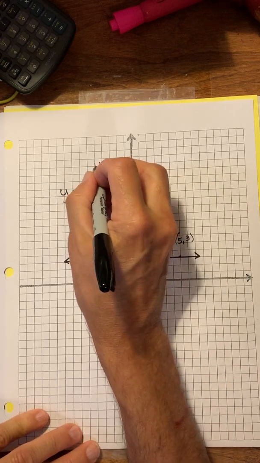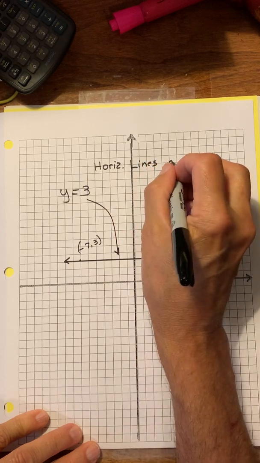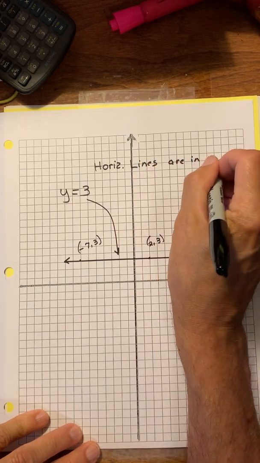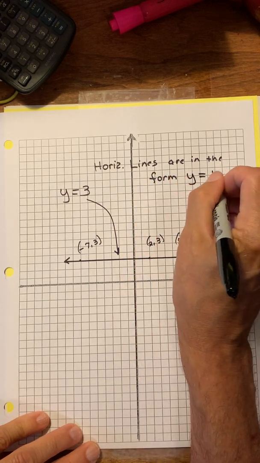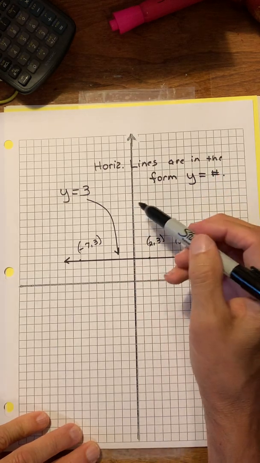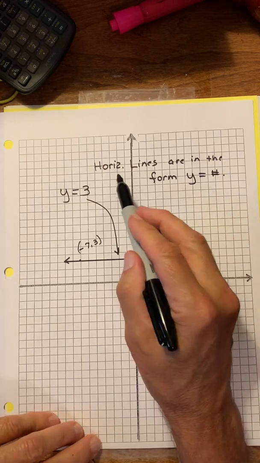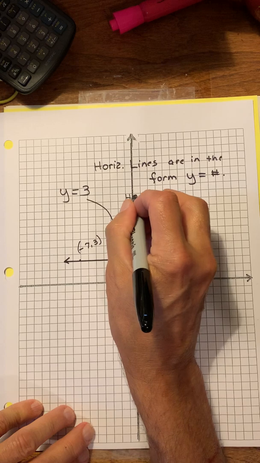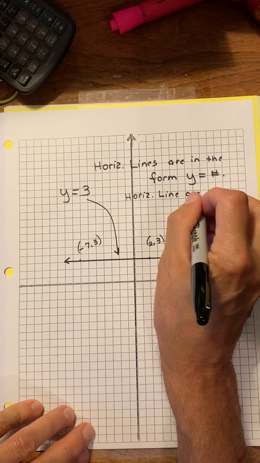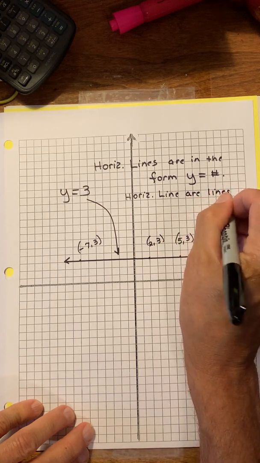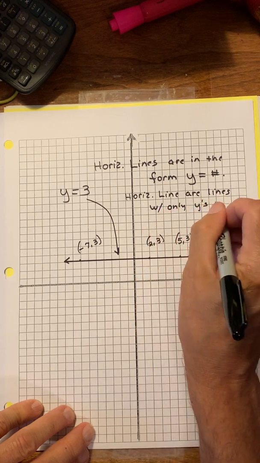So horizontal lines are in the form y equals some number. y equals 27, y equals 14 over 2, y equals 88. Another way to think of horizontal lines is that horizontal lines are lines with only y's in the equation.